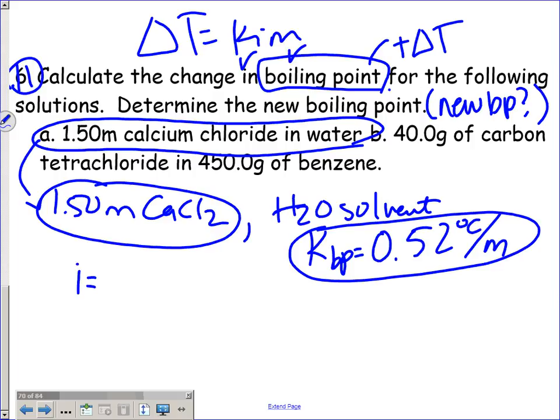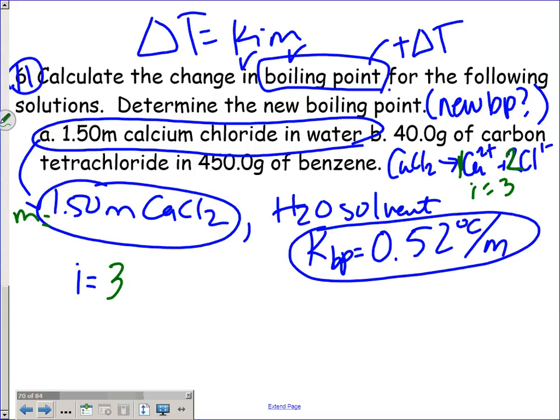What's the ions formed from calcium chloride? How do you get 3? Ca2 plus, gotcha. And Cl charge 1 minus, but how many of them? 2 of them. So I'm going to say 1 for calcium plus 2 for the chlorines. i equals 3. Hey, i equals 3. So at this point, I can plug it into delta T is equal to KiM. I have M, i, and K.